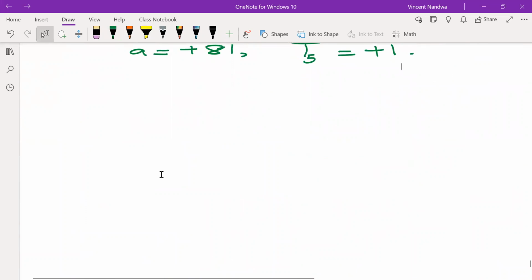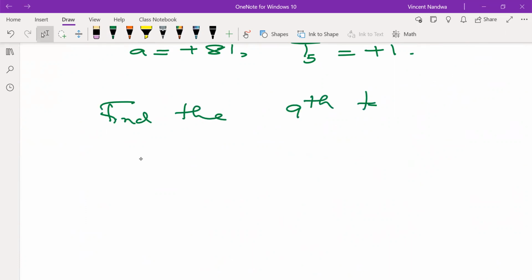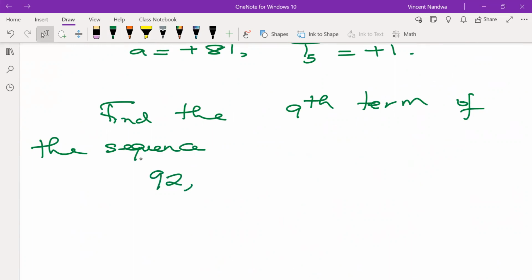Then the last question. Find the ninth term of the sequence 92, 89, 86, 83.